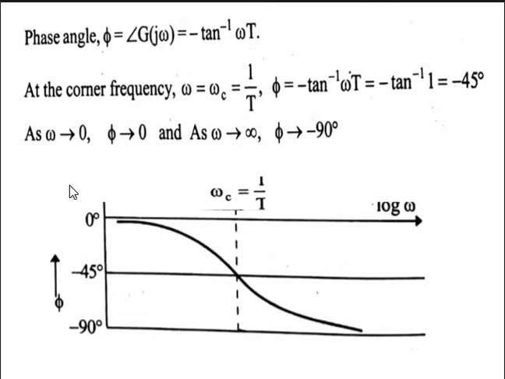If you substitute omega is equal to 0, then the phi value is nothing but 0 degrees. Substitute omega is equal to infinity, the phi value is minus 90 degrees. So it starts at 0 degrees at omega is equal to 0, reaches minus 45 degrees at omega is equal to 1 by T, and reaches minus 90 degrees at omega is equal to infinity. That means it starts at 0, reaches minus 45 at the corner frequency, and reaches minus 90 at infinite frequency.